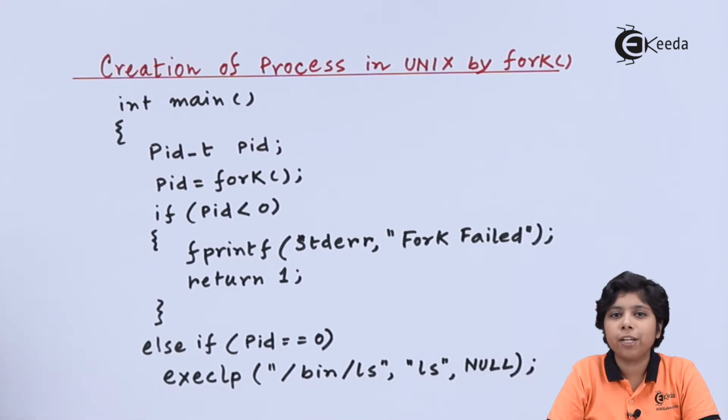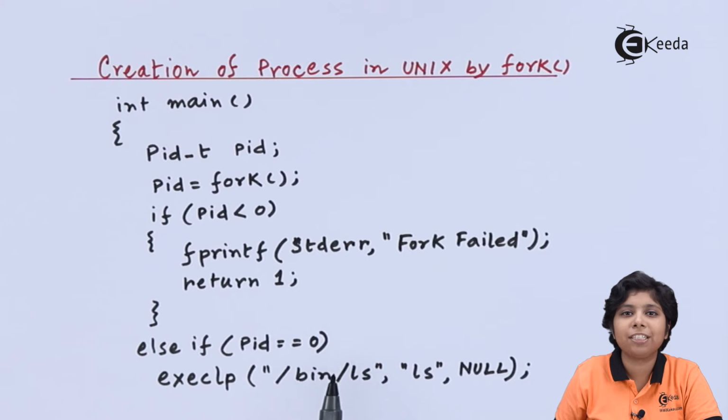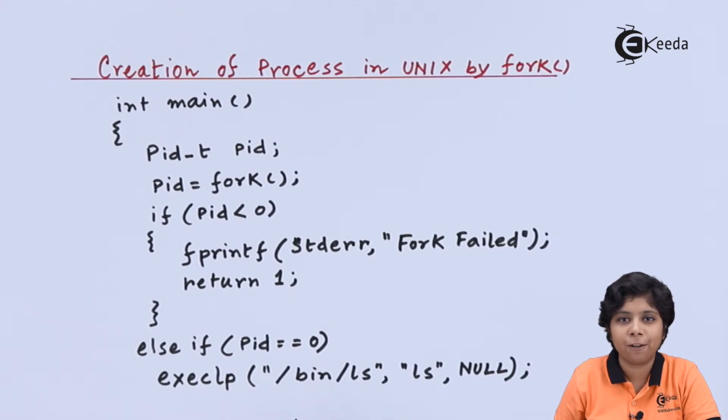Now, as we know, the fork system call returns a PID of 0 for the child process. So if the pid is equal to 0, that means it is the child process. So we are using execlp, which is a version of the exec system call. Here we are passing the /bin/ls parameter to the execlp system call. This /bin/ls is actually the path of the file that is to be passed to the child process to execute a listing of the files and directories inside the bin directory.